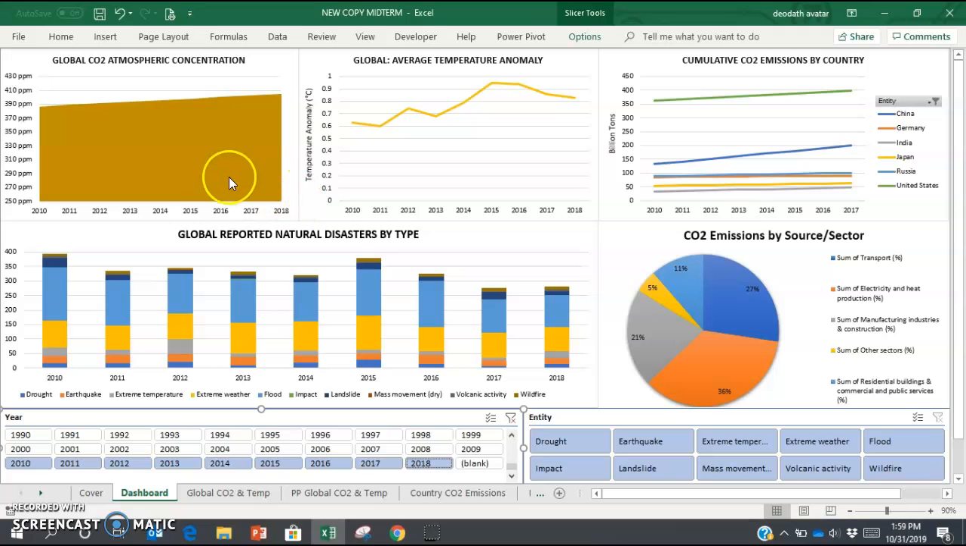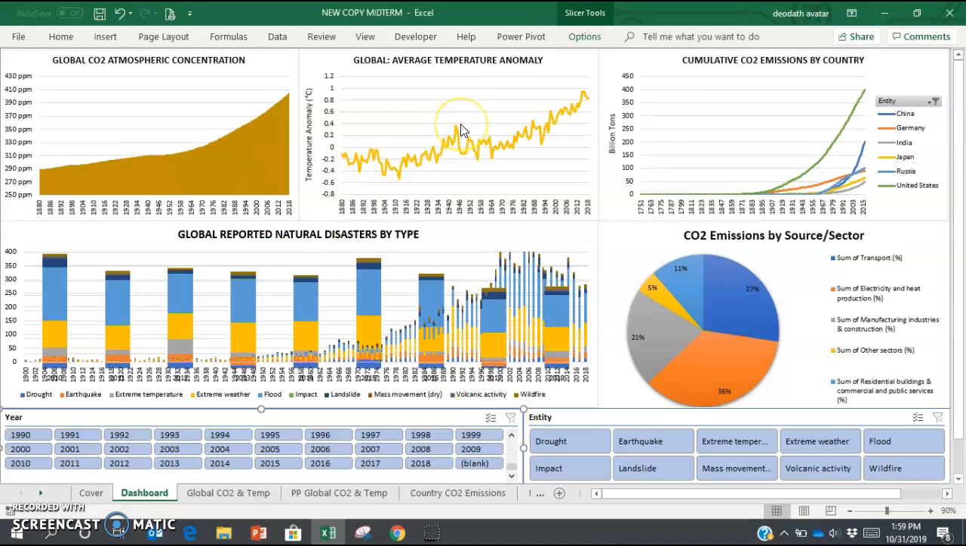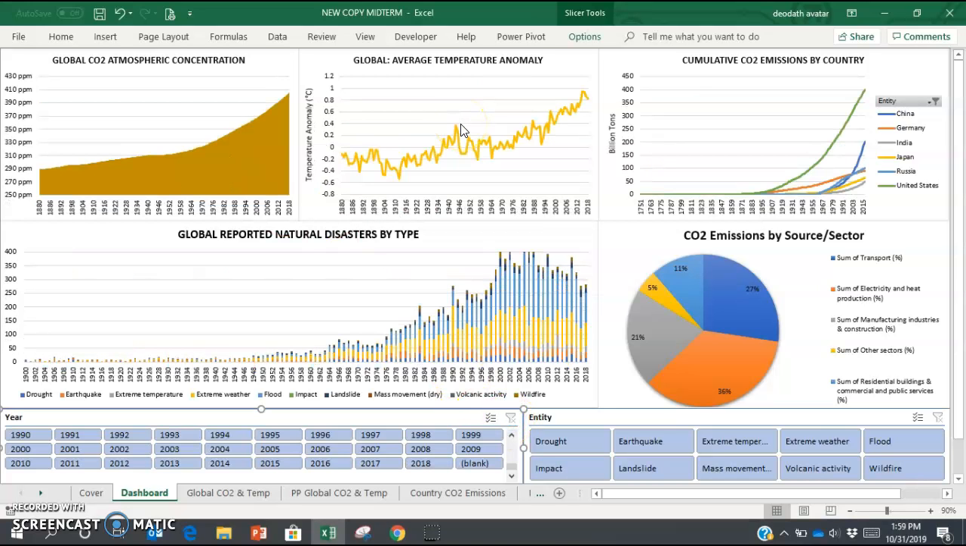So this goes to show that there's not been very much progress made so far when it comes to releasing carbon dioxide into our atmosphere. So let's clear this filter. Moving on to chart number 2.